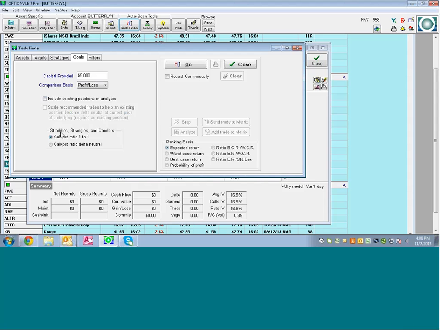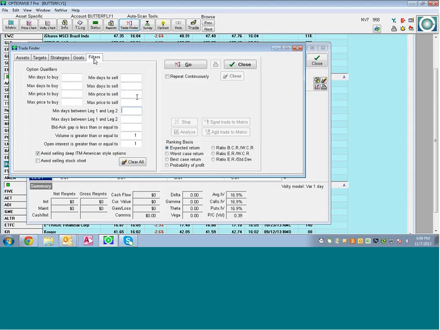And then I can actually look at when it comes up with straddles, strangles, and condors, if I want the amounts that I buy and sell to be the same, then I would have a call to put ratio 1-to-1. If I don't care, if it says buy 5, sell 2, for example, that would be a call to put ratio that we call delta neutral. So it's coming up with the amount of buys and sells that are not equal numbers in order to stay what we call delta neutral. For right now, I'll just leave it on 1-to-1.